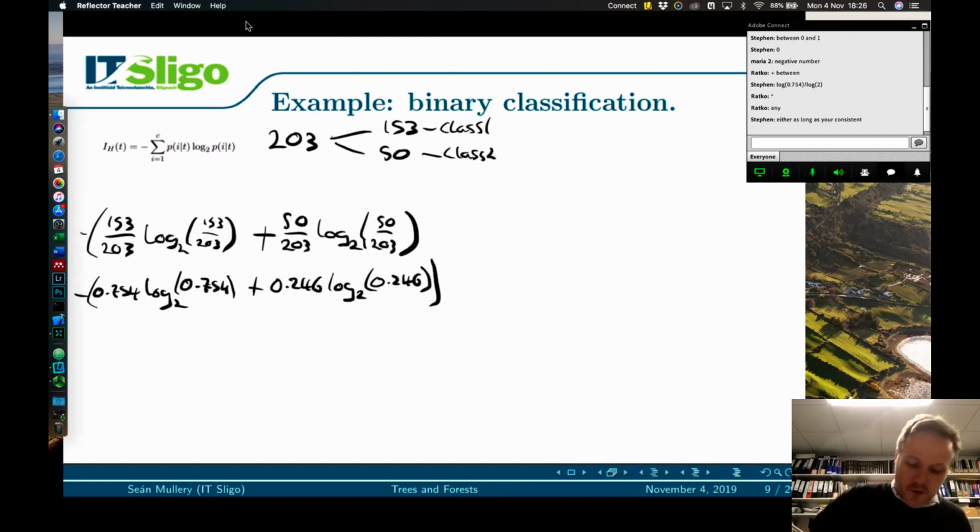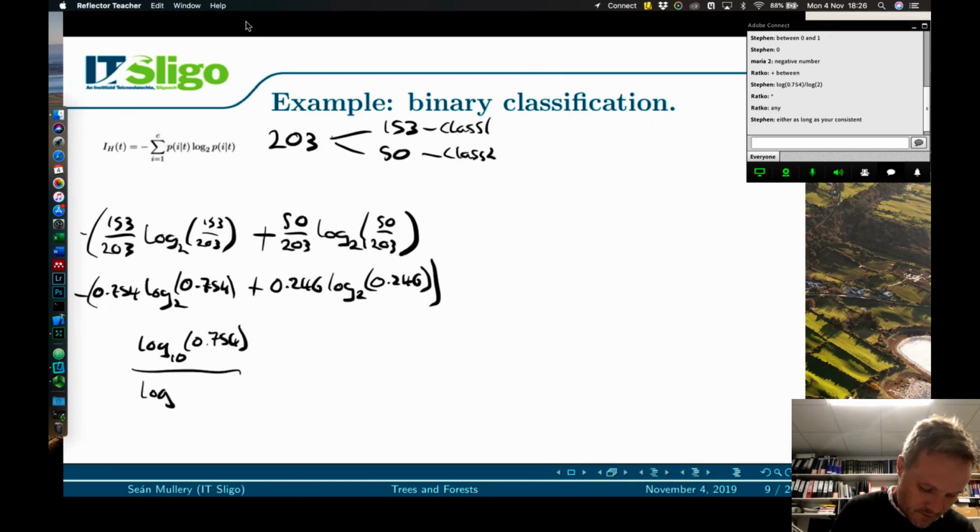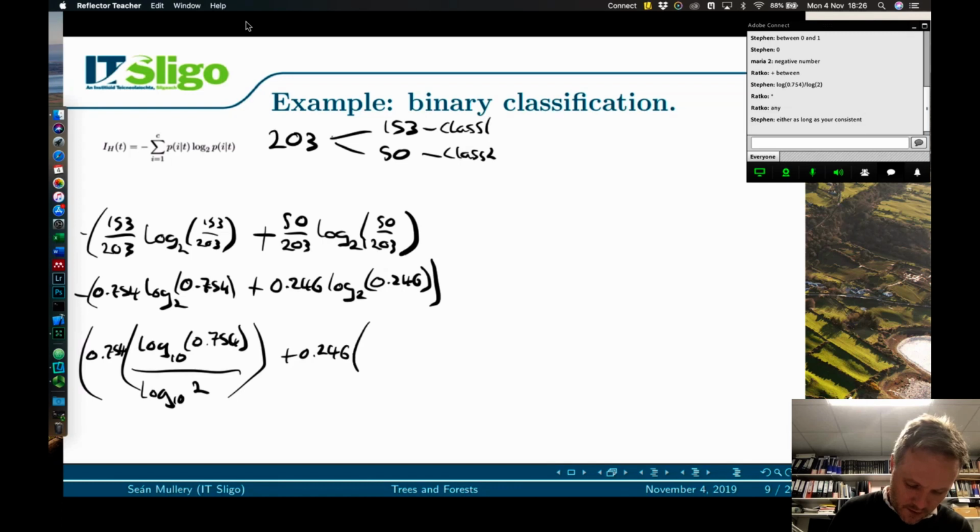Yeah, exactly. So either of them, and Ratko's answered that as well. So either of them will do, it doesn't really matter. And you've got both of those on your calculator, but I think most calculators don't have log to the base 2. What we're going to do is I'm going to use log to the base 10 of 0.754 and log to the base 10 of 2. Multiply that by 0.754. Plus 0.246, and that's going to be by log.